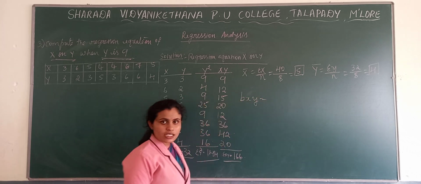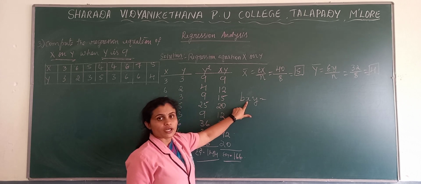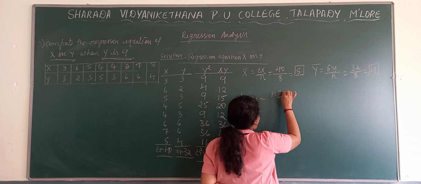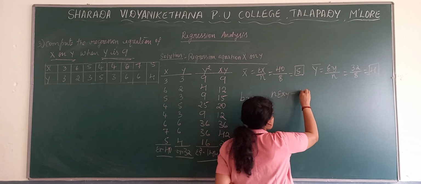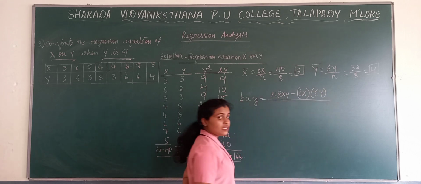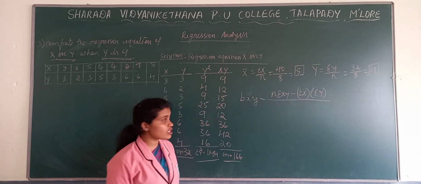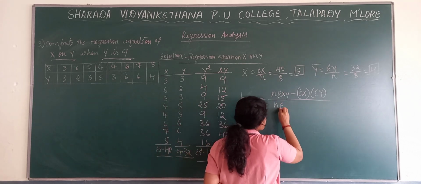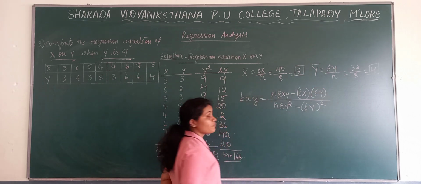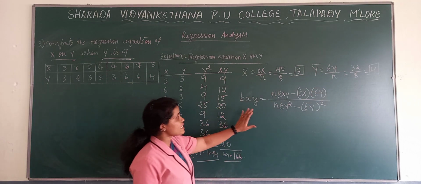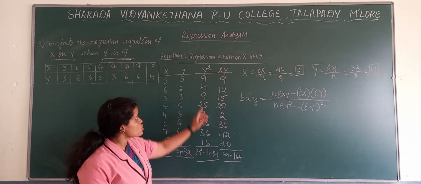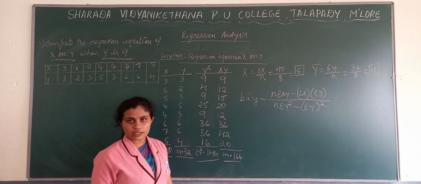Next we need to find bxy. Since it is x on y, bxy. Y on x means byx. So here n sigma xy minus sigma x and sigma y, divided by, since it is bxy, n sigma y square minus sigma y whole square. If it is byx, then here it is sigma x square minus sigma x whole square. So that's why we calculated y square and x square.